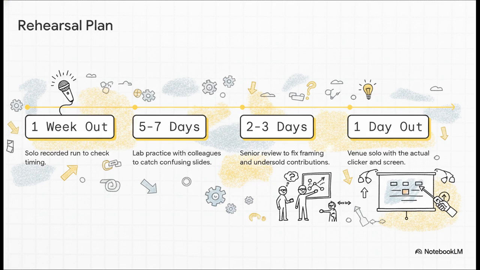1 week out, record yourself solo to check timing. 5 to 7 days out, present to colleagues to catch where the energy drops or slides get confusing. 2 to 3 days out, get a senior review to make sure you aren't underselling your contribution. And the day before, get into the actual venue with the actual clicker to test the screen, no exceptions.